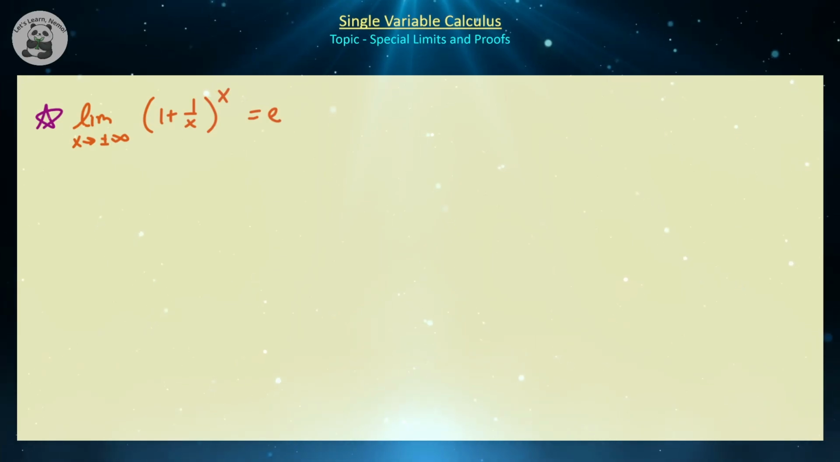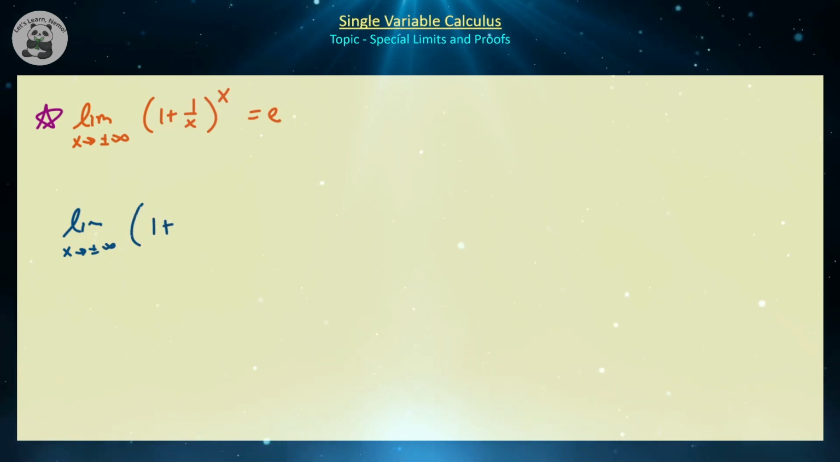The next special limit that I want to look at and prove is the following limit: as x gets close to plus or minus infinity, the expression 1 plus 1 over x all raised to the x gets closer to the natural logarithm base e, which is approximately 2.71828. So this limit is the one we aim to show, in particular the limit as x approaches plus or minus infinity of 1 plus 1 over x to the x. How are we going to show that this is indeed equal to e?